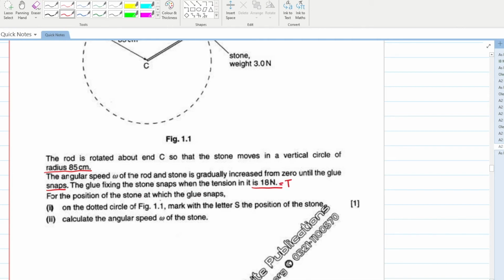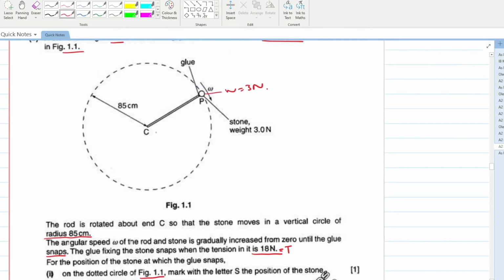For the position of the stone at which the glue snaps, on the dotted circle of figure 1.1, mark the letter S, the position of the stone. देखो हमेशा याद रखो कि whenever the glue snaps or whenever the string snaps, ये हमेशा vertically downward वाले points पे होगा, क्योंकि at this point the tension is maximum.